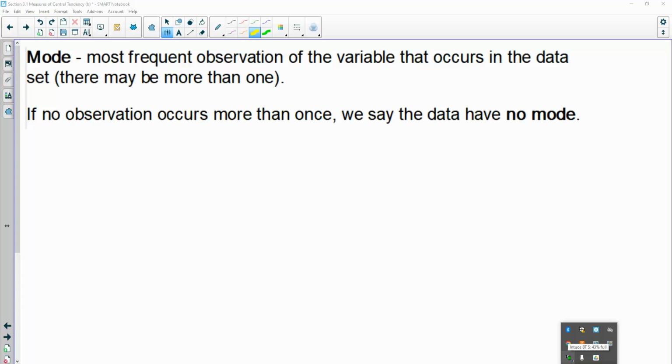If we look back at our list of commute times, what was the mode for that one? 23. That was the only one that got repeated. It showed up twice. If another value also showed up twice, we would have had two modes there. If we didn't have anything that repeated, there wouldn't have been a mode. So we always have a mean and a median. Mode, sometimes we do, not guaranteed.